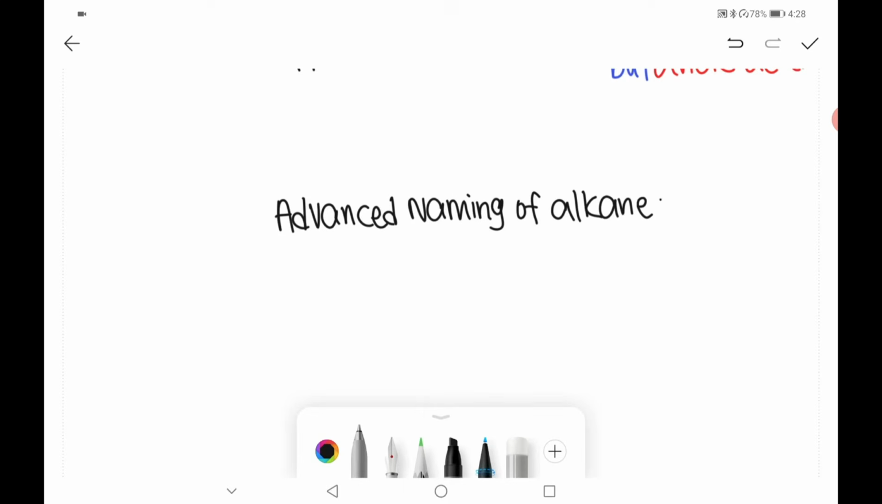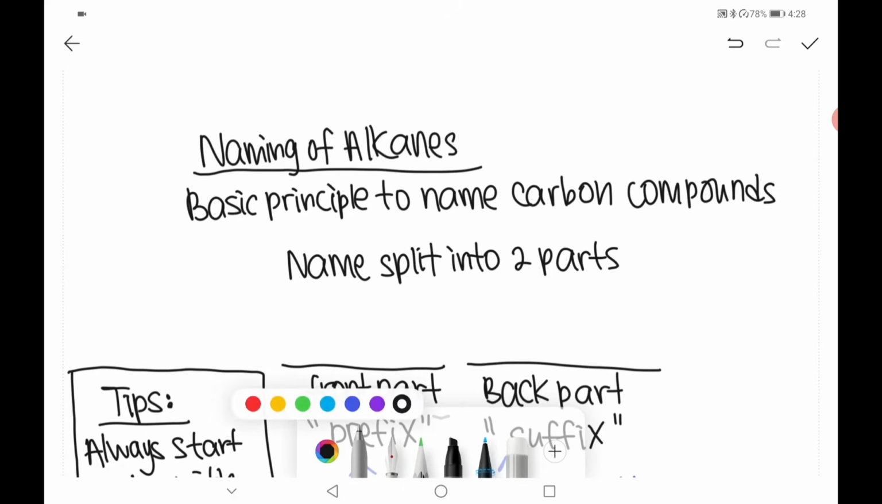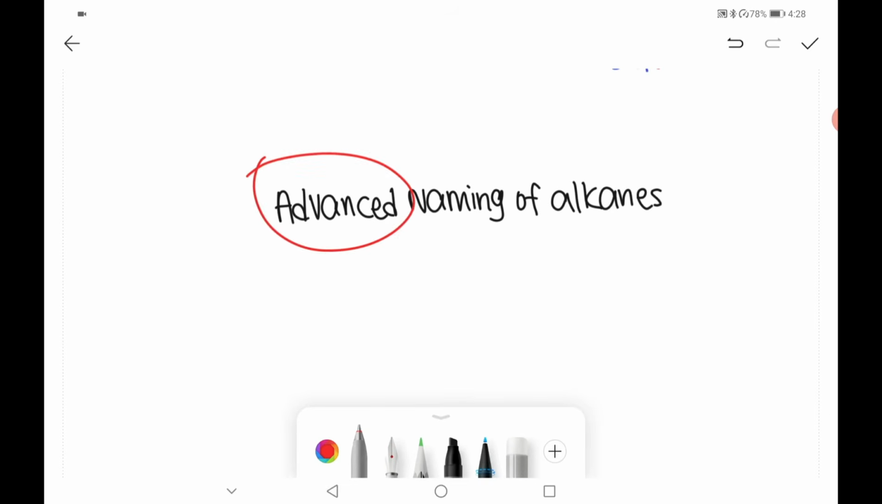That's why just now we were learning the basic principle only. But now we will go for the advanced naming of alkane. I will do a lot of examples to teach you how to name the alkanes in the advanced way.